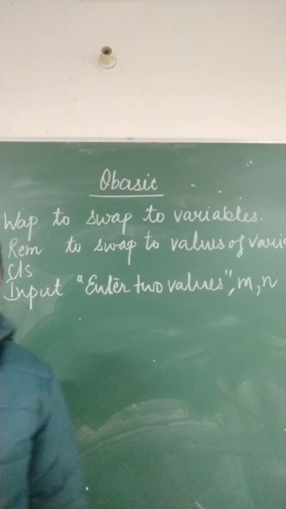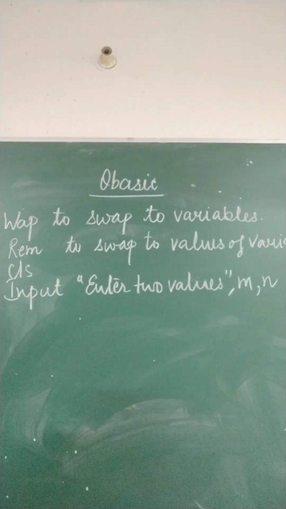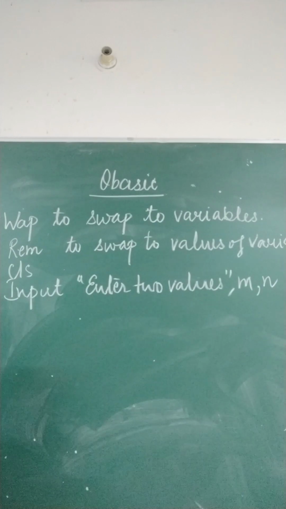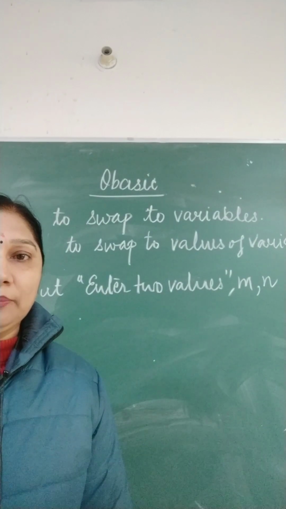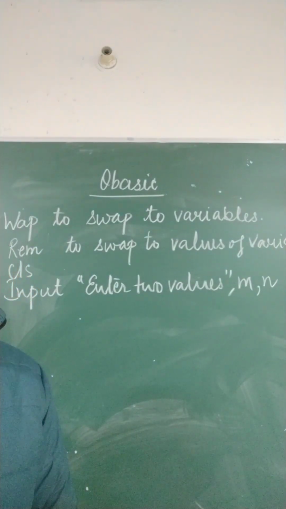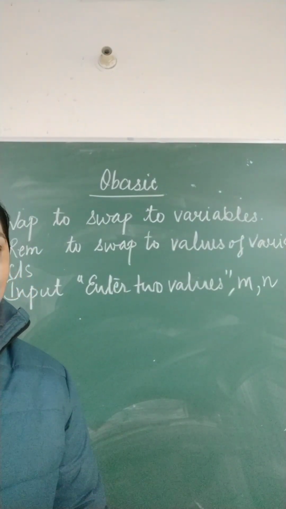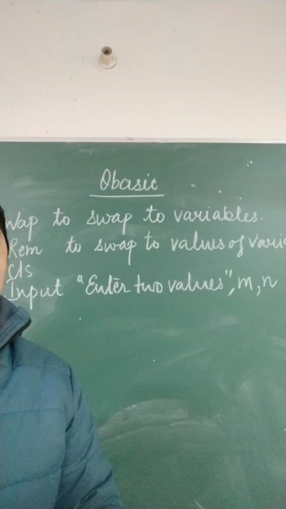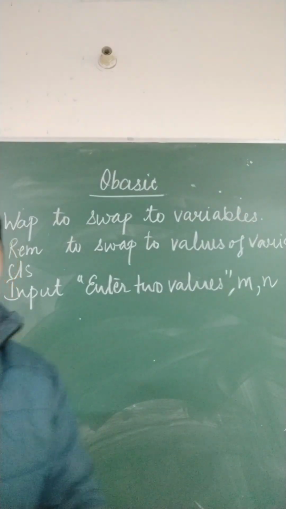So on the board, would you be able to see first statement is rem statement and message is to swap the values of variable. In the second statement I have written CLS and third statement is input enter two values m and n which we are going to swap. Means the value of m is going to n and the value of n is going to get stored to m.